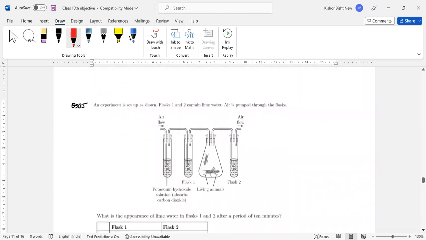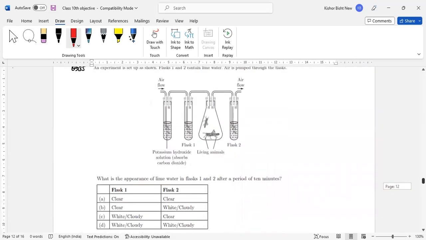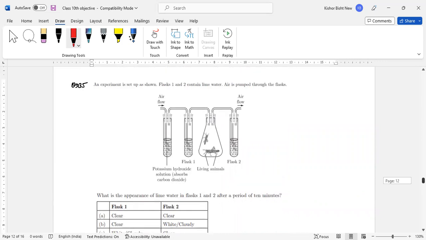Now come to the next question, 35. This is a very good question. If you apply your mind, then only you can do this. Otherwise, you can't do it. What is given? The experiment is set up as follows. Flasks 1 and 2 contain lime water. This is flask 1, and this is flask 2.